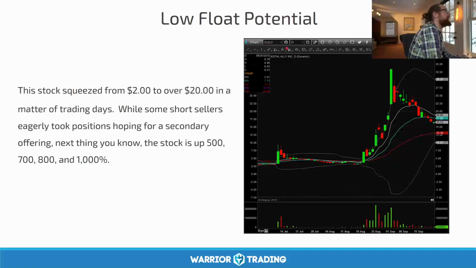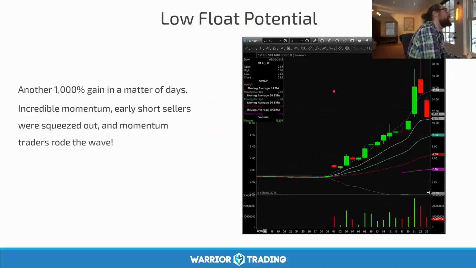So DGLY, a stock here that squeezed from $2 to $20 in a matter of days, while some short sellers eagerly took positions, praying and hoping for a secondary offering, and then a drop. Next thing you know, the stock's up 500, 700, 800, 1,000%. And this is where you start to get that short squeeze. This is another one on VLTC. This continuation from 2 up to 20. And these are times where you think, boy, the company, you would think that they'll file a shelf registration if they don't already have one, which is when they file one, that can sometimes be the getting the ball rolling, that you're like, uh-oh, they filed a shelf registration, we know something's coming, and then they keep going higher.